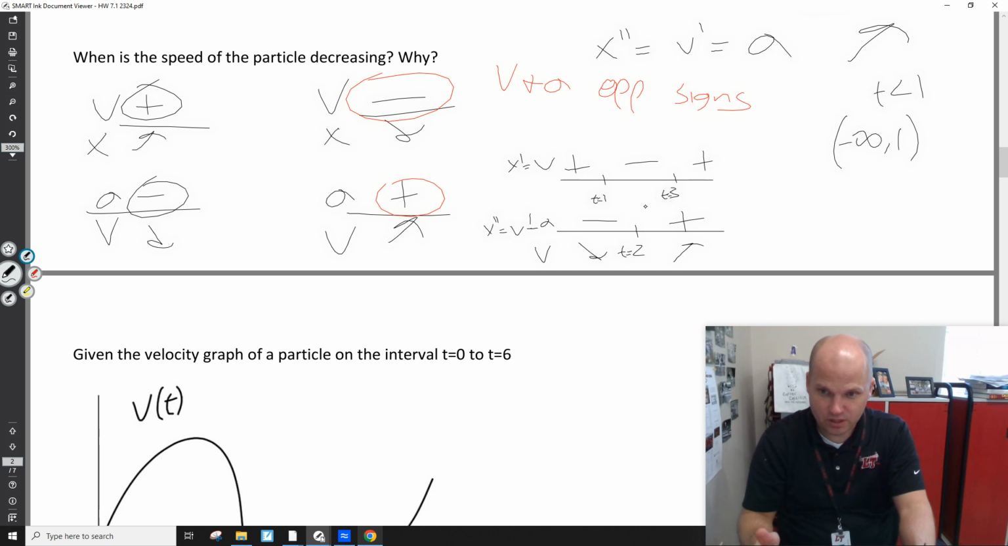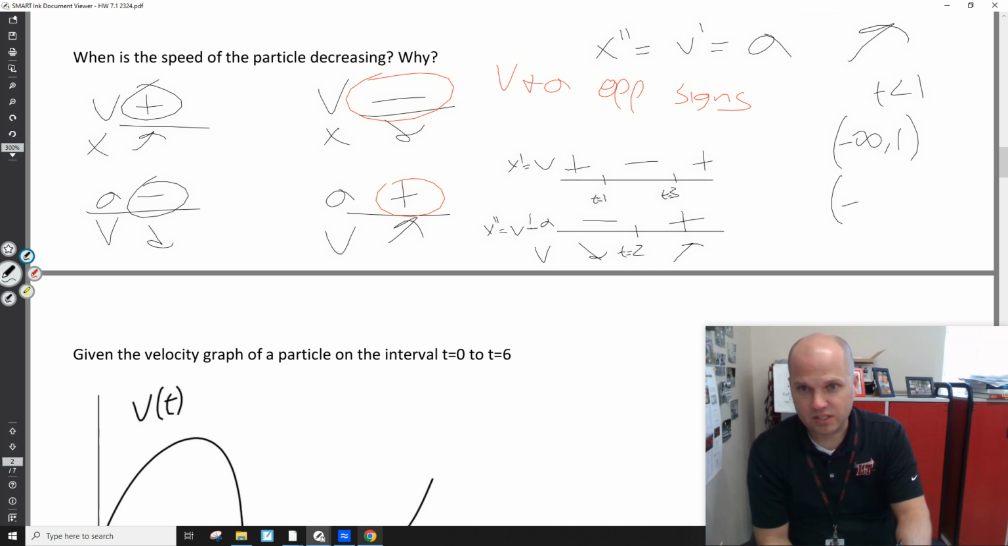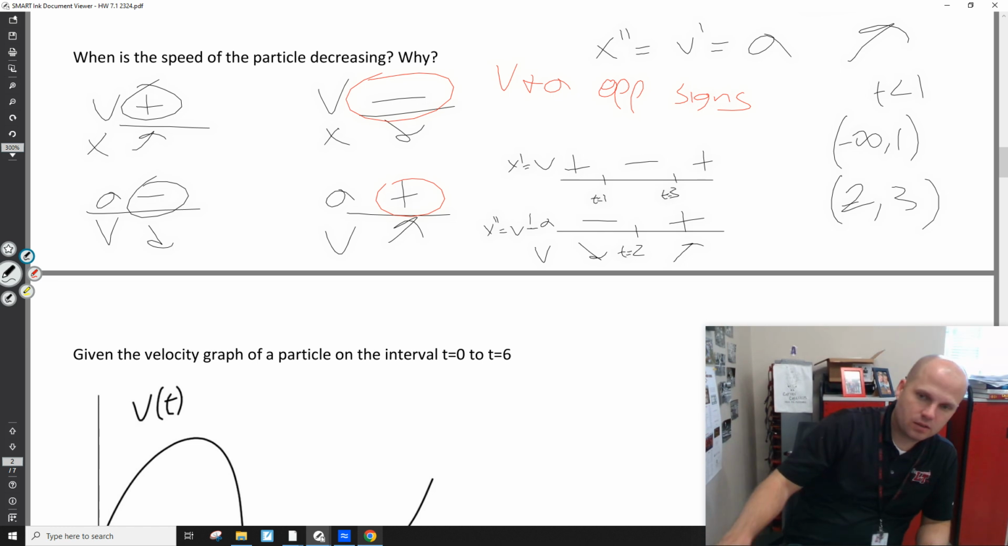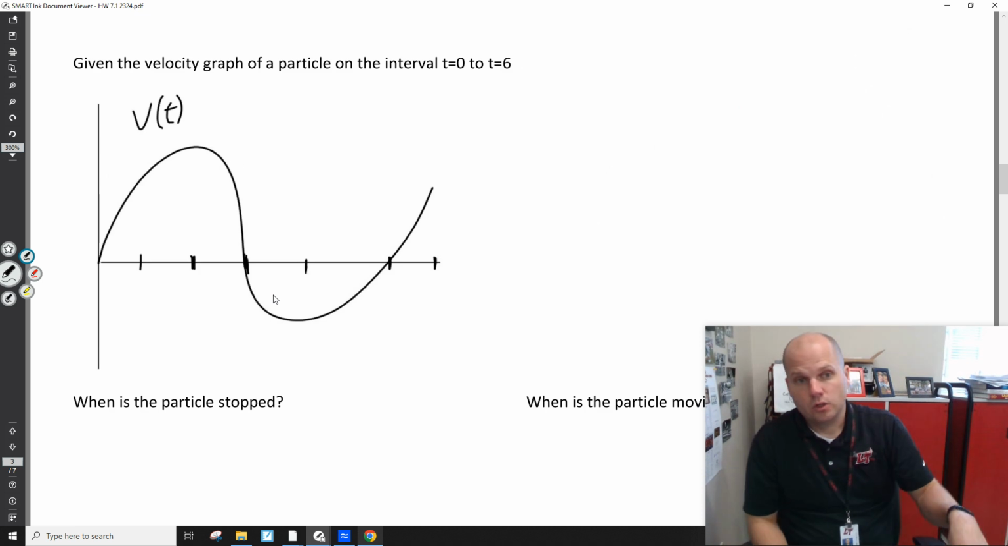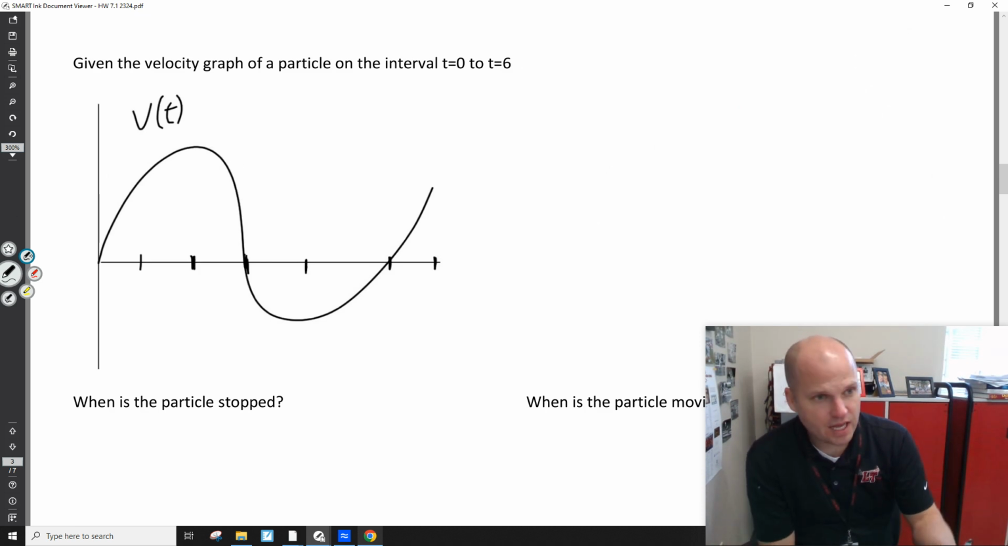-5, -4, -3, -2, -1. My signs are opposite. My velocity values are getting closer to 0. This is the graph of a velocity. It's the graph of a derivative, right?